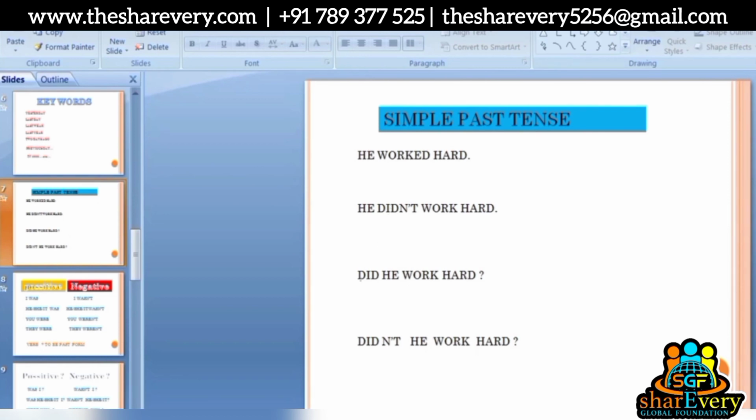For the interrogative form, we move the helping verb before the subject. That is, did he work hard? For the negative, we add not. Didn't he work hard? That is the negative interrogative form. So if you know this, you know the 4 types of sentences in simple past tense: assertive, negative assertive, interrogative, and negative interrogative.